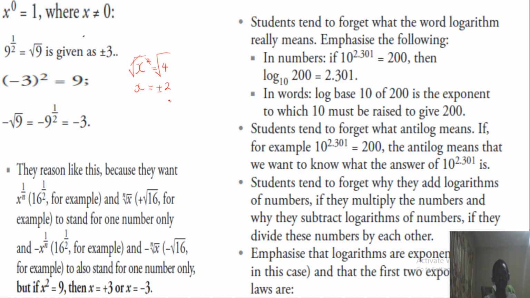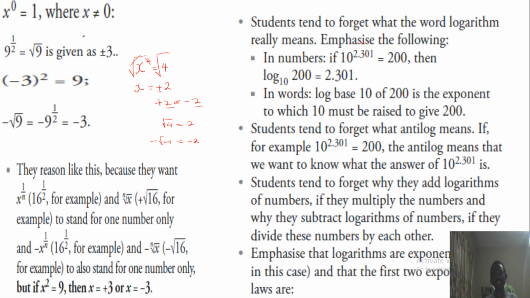Of the value, the two sides of the number. Meaning it's taking x can be plus 2, or x can be minus 2, taking two sides. You need to note it, which is totally different from what is the square root of 4. For the square root of 4, I can say 2 categorically. And when they say what is the square root of minus 4, I can say categorically it is minus 2. Another thing you need to know is that students tend to forget what the word logarithm really means.